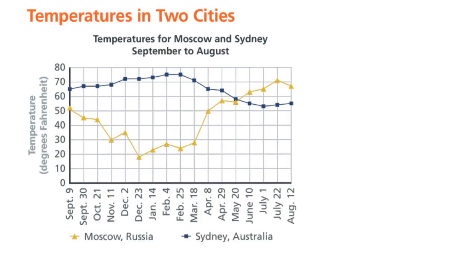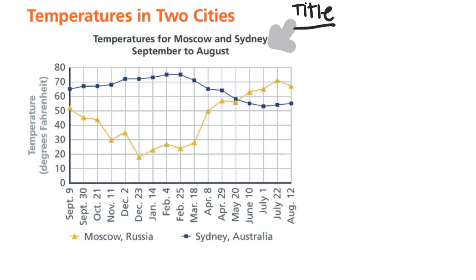Okay, so this graph is the temperatures in Moscow. We see right here we have Moscow, Russia, and Sydney, Australia. And we're comparing the different temperatures in Moscow and Sydney from September to August. So this right here is our title. And our title is what it is about. Okay, this data are for recent years, and they show the average temperature on each of the dates that you see along the bottom.